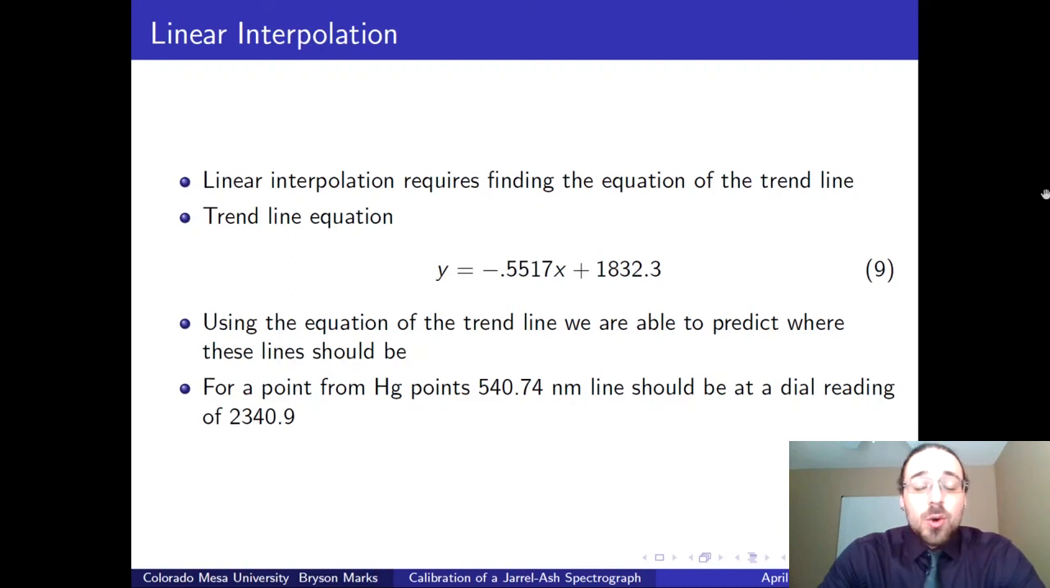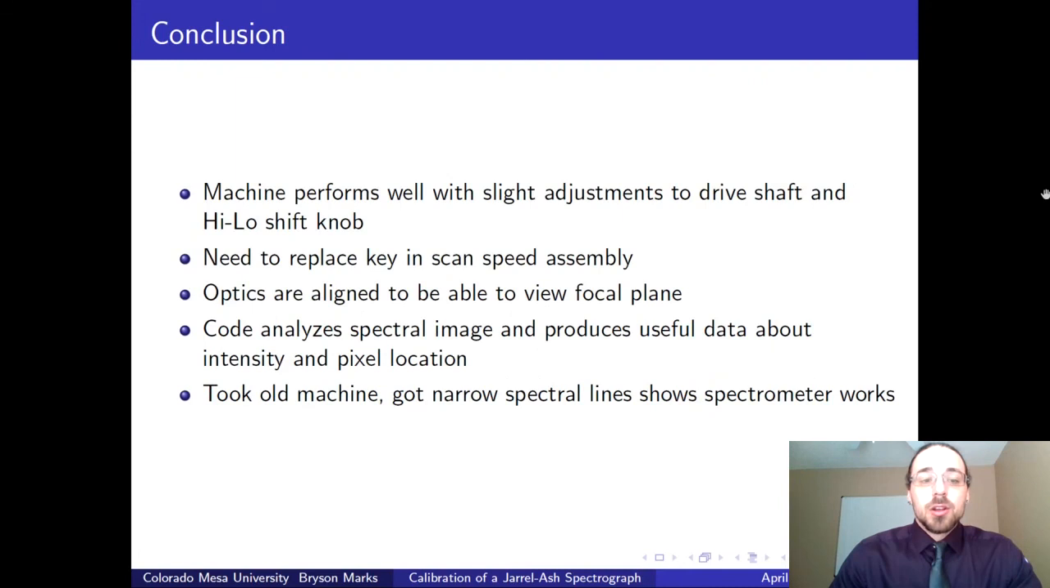Using this equation of the trend line, I am able to deduce what the wavelength should be for a given position. Now, for the Hg point of 540.74 nanometers, I should have a dial reading of 2,340. With that being said, I still have this yet to finish, so I will conclude.